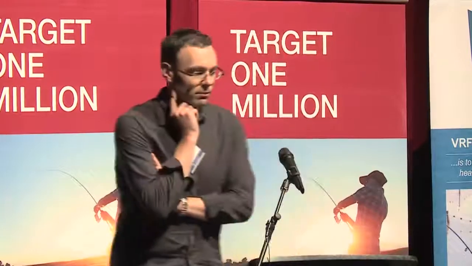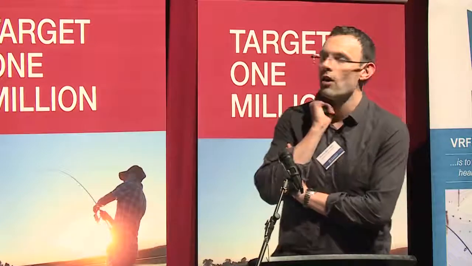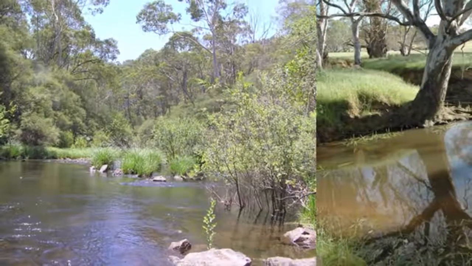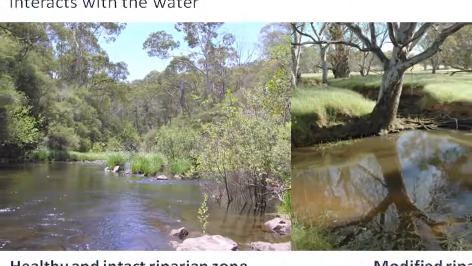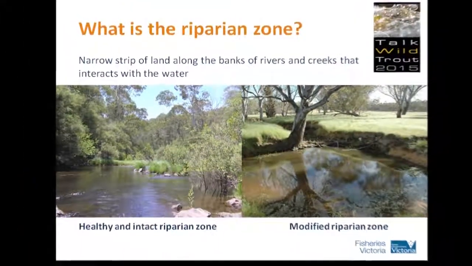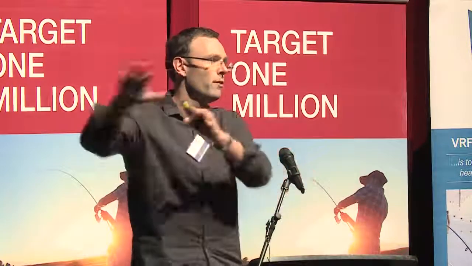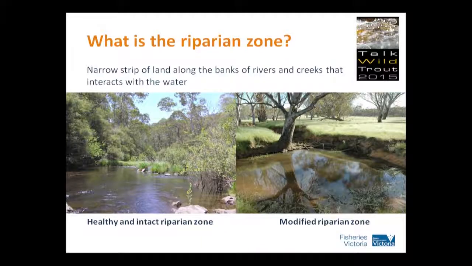Okay, so onto a bit of technical stuff. Many of you, I'm sure, have heard this word riparian zone, and you probably know what it is. Those of you who don't, I'll just provide a brief description of what we're talking about. The riparian zone is the narrow strip of land either side of a watercourse that has an interaction with that watercourse. Likewise, this vegetation interacts back with the stream itself. So it's not only the stream influencing the vegetation; the vegetation has a role to play in what goes on in the stream.